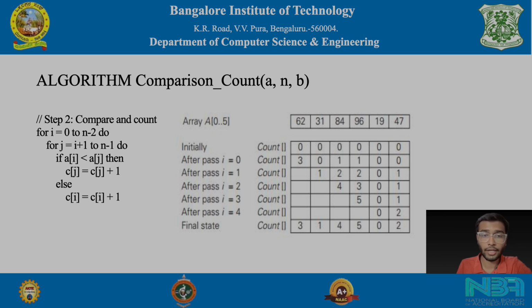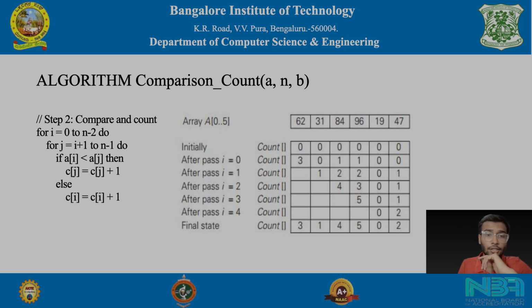Now we compare it with 84. Since 84 is larger, we increase 84 by 1. Now we compare it with 96. Similarly, 96 is larger, so we increase it by 1. For the remaining two elements, 19 and 47, 62 is larger than both of them, so we increase its count by 2. So the final value of 62 in the count array, basically its rank, is 3, the 84's is 1 and 96's is 1, and the rest are 0.